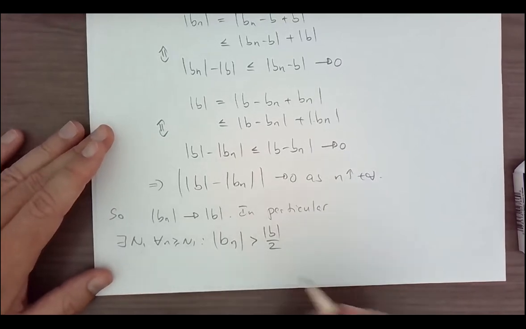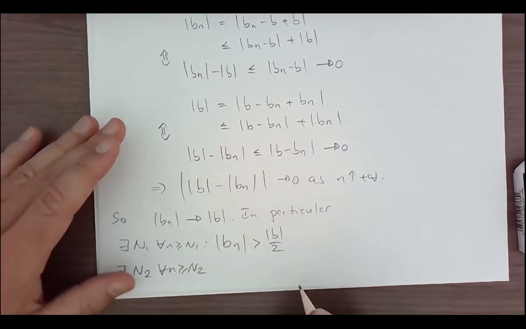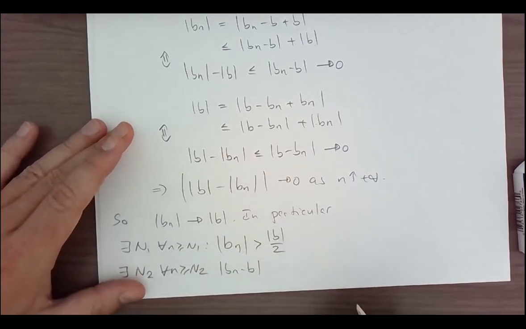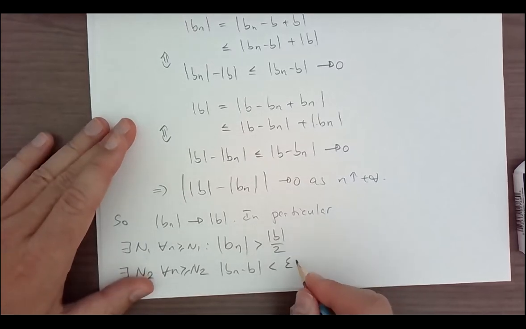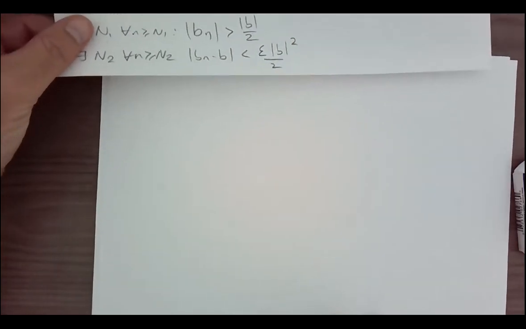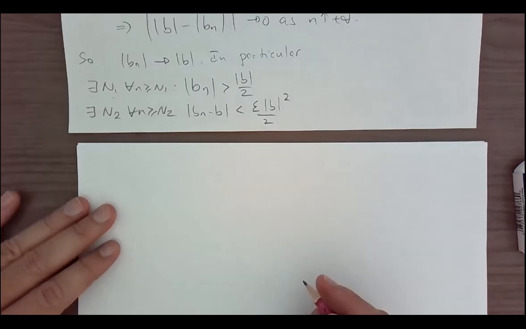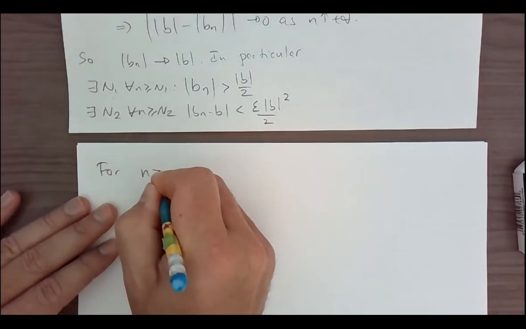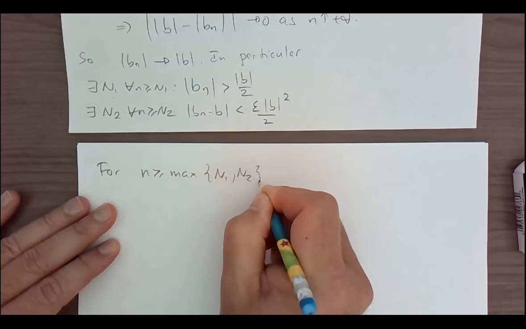That was one n, and then I'll find the other one. The usual way. I can also find an n2 such that for any n bigger than n2, when I'm looking at the distance between b and bn, I'll get something that is smaller than, say, epsilon absolute value of b squared divided by 2. Again, these constants here, they look funny, but it's created such that when you plug it all in, it simplifies out to being something really, really simple. And so for n bigger than that maximum as we've had before, n1 and n2, what do we have?